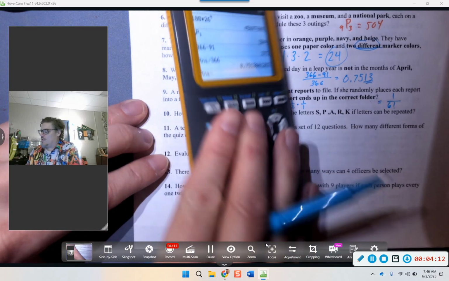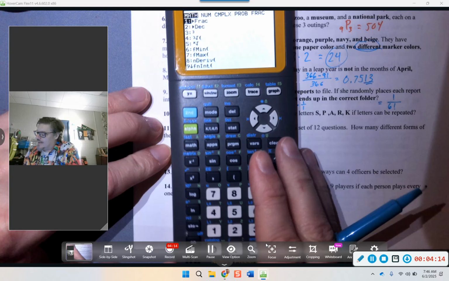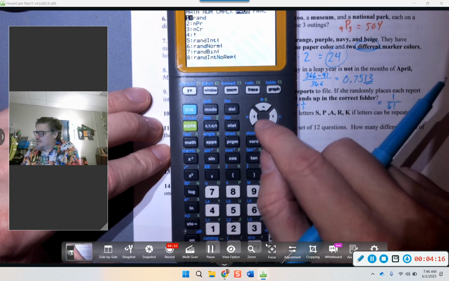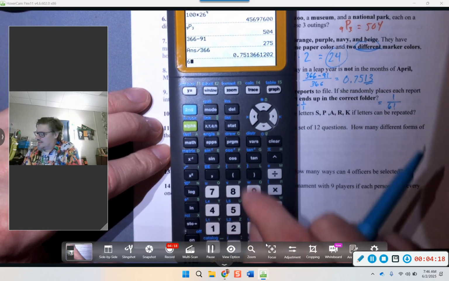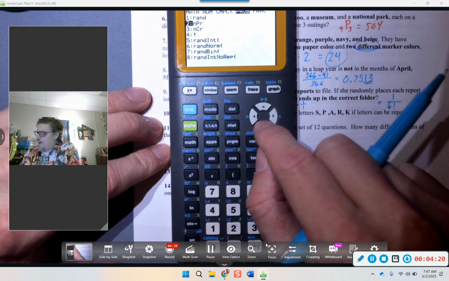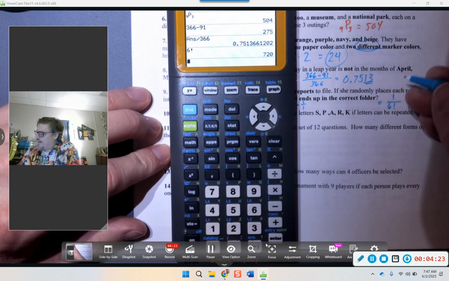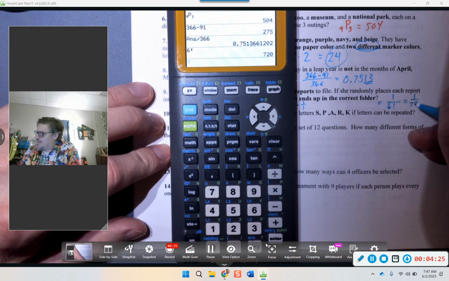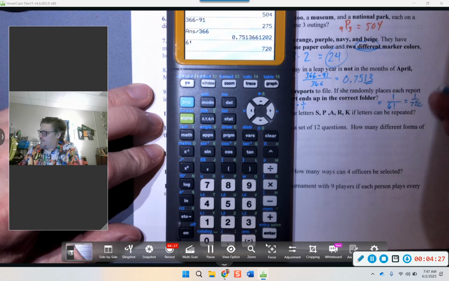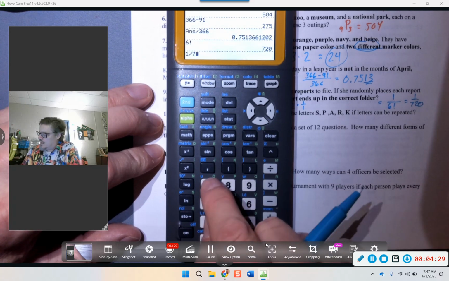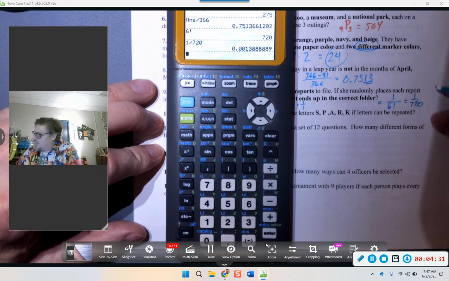So what is 6 factorial? Let's go ahead and do that. You could have just multiplied this out. Let's do 6, go to math, probability, and 1 out of 720. So you can leave it like that. Or you could do, it's going to be very small. It's going to be less than 1%.